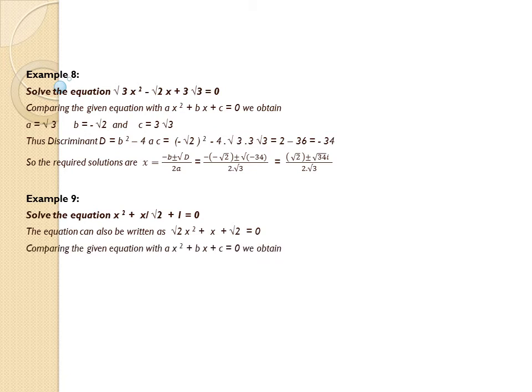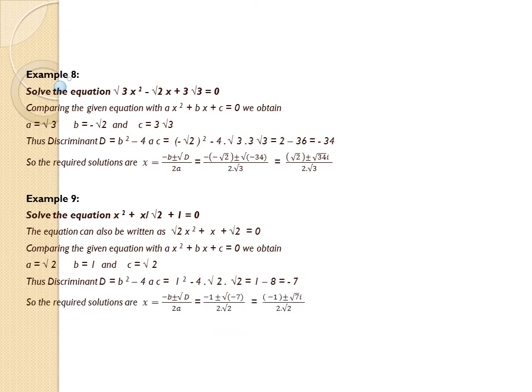So it is in the standard form ax square plus bx plus c equal to 0. From here I get a equal to root 2, b equal to 1 and c equal to root 2. So the discriminant is d equal to b square minus 4ac. b square means 1 square, minus 4 into a is root 2 and c is root 2. So that is 1 minus 8, because 2 into 4 is 8. So 1 minus 8 equal to minus 7.